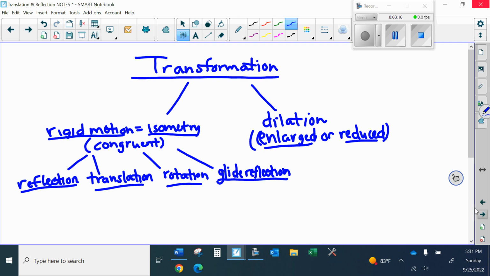So all of these deal with reflections, and the question is how many reflections? A reflection is just one reflection. A translation is two reflections over parallel lines. A rotation is two reflections over intersecting lines. And a glide reflection is three reflections. Remember, I told you it's a single reflection, which is one, plus a translation. 1 plus 2 is 3. So those are the number of reflections right there.